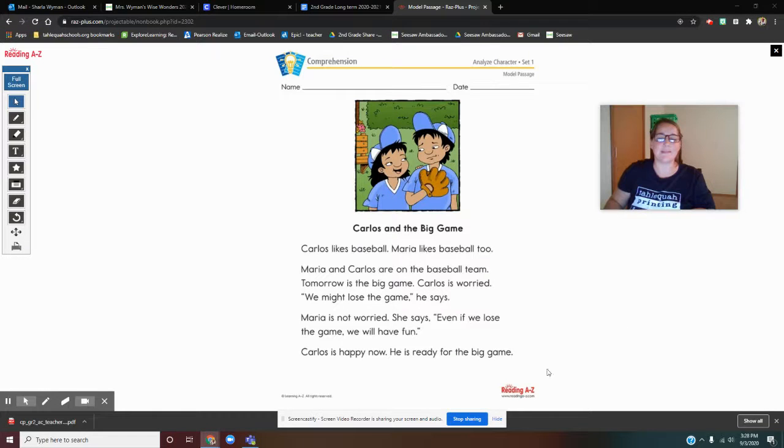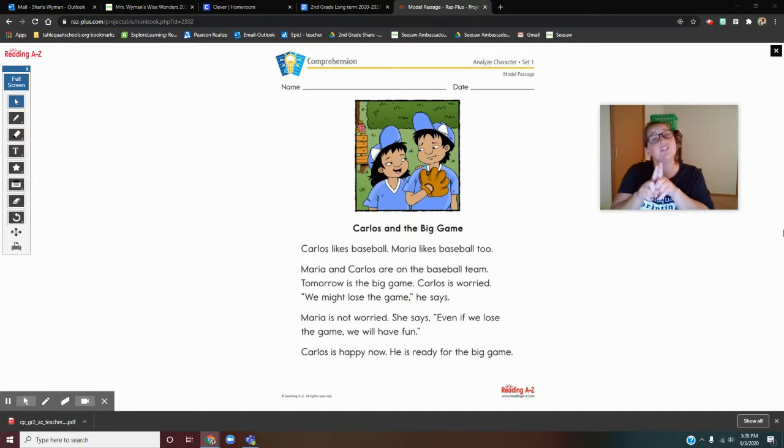Hi friends, today we're going to talk about analyzing character. So we're going to look at a story and try to analyze what we know about the character based on what the character says, how the character acts, our picture clues, and the conversations that our character has. All of these things are a way that you can analyze a character.